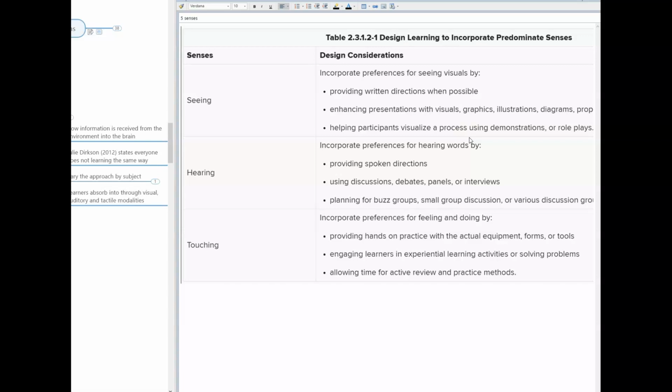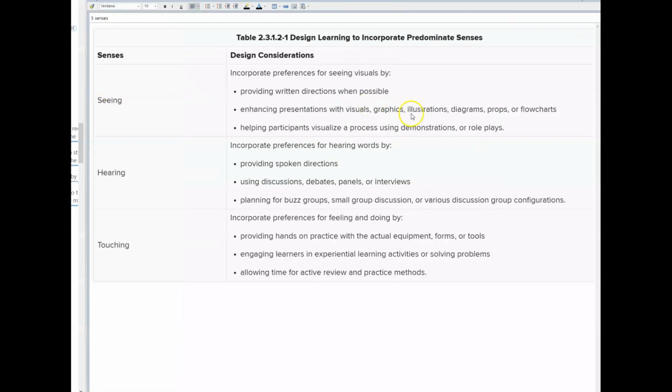So for seeing, provide written directions when possible, enhancing the presentation with visuals, graphics, illustrations, diagrams, props, or flowcharts. In hearing, incorporate preferences for hearing words by providing spoken direction, using discussion, debates, panels, or interviews, and planning for buzz groups, small group discussion, or various discussion group configurations. Touching, incorporate preferences for feeling by providing hands-on practice with actual equipment, forms, or tools, engaging learners in experiential learning activities or solving problems, and allowing time for active review and practice methods.